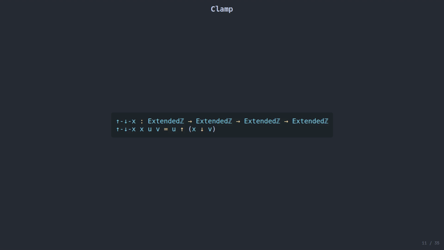Bird also introduces a ternary operator. It takes three numbers as input. Its job is to clamp the first number between the other two. If the first argument lies between the second and the third, we simply get it back. If it is smaller than the lower bound, we return the lower bound. And if it is larger than the upper bound, we return the upper bound. This operator will later appear in the algebraic formulation of alpha-beta pruning.